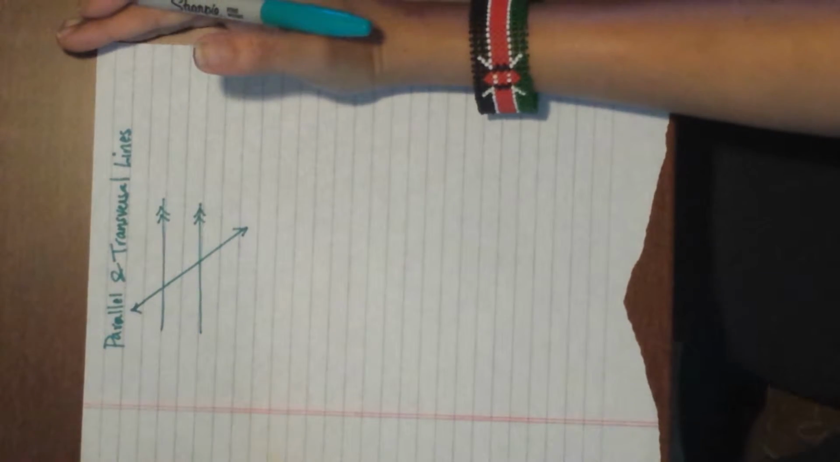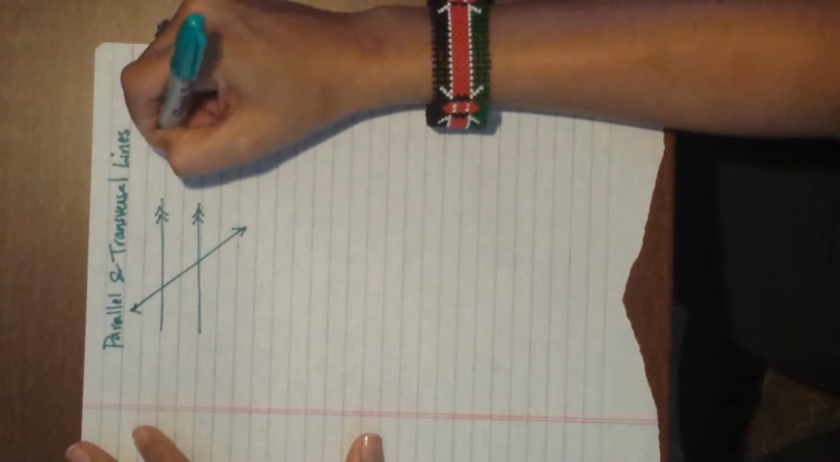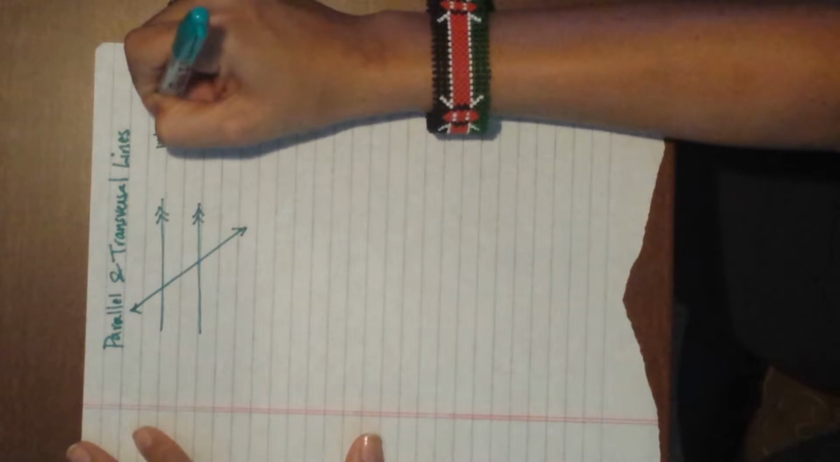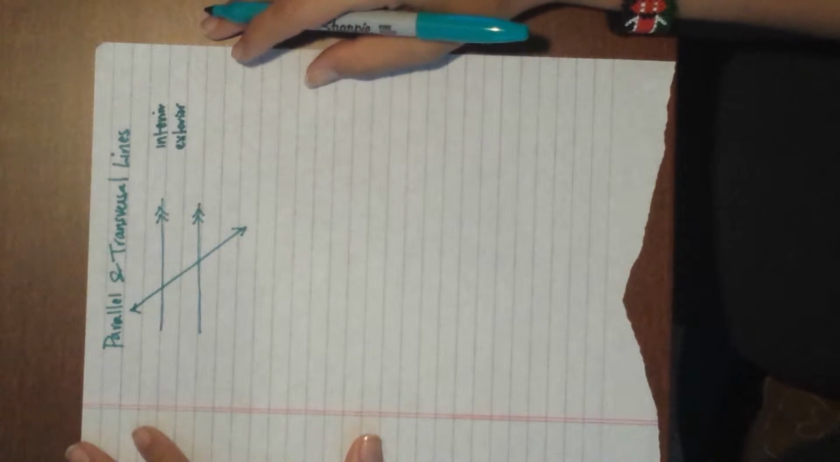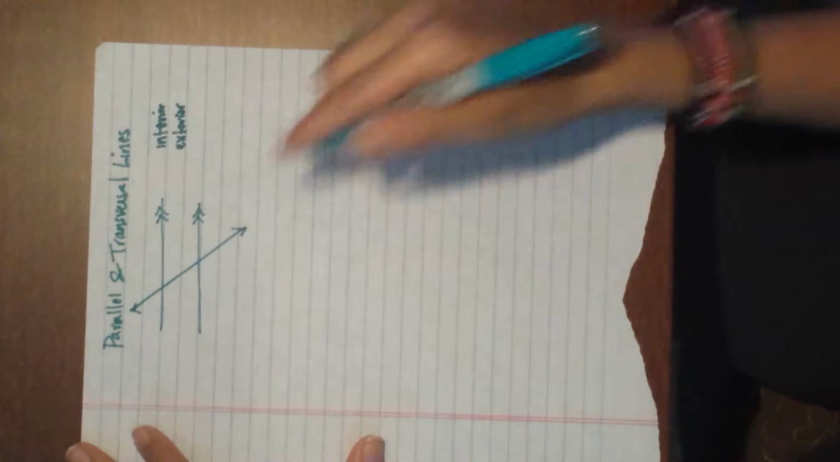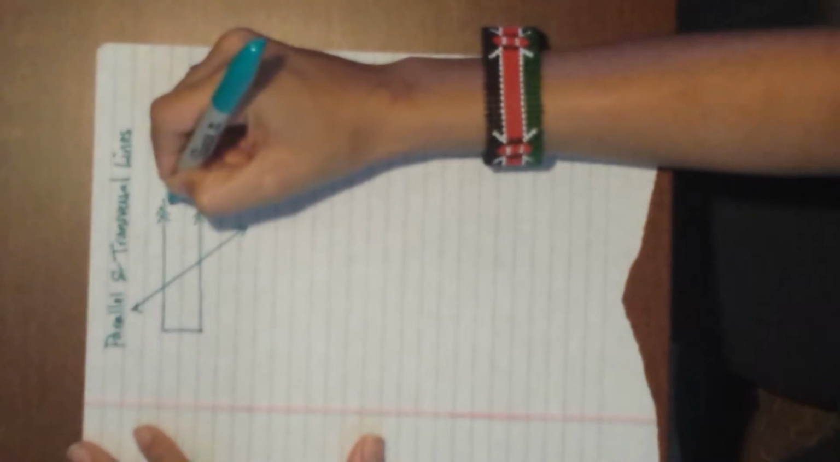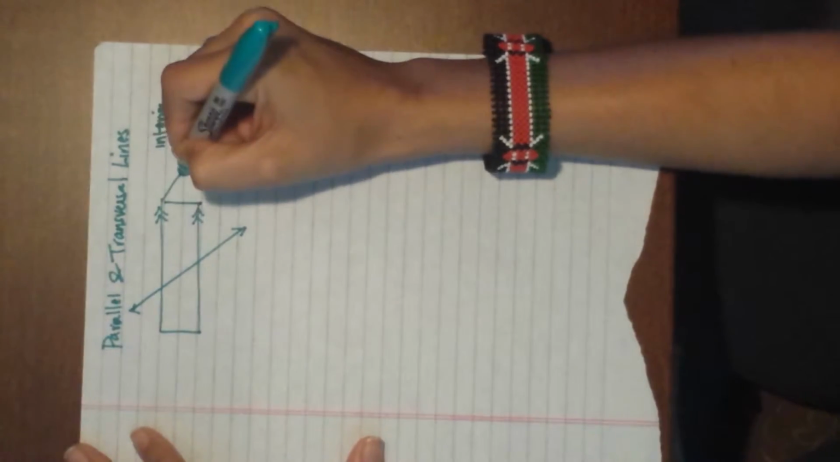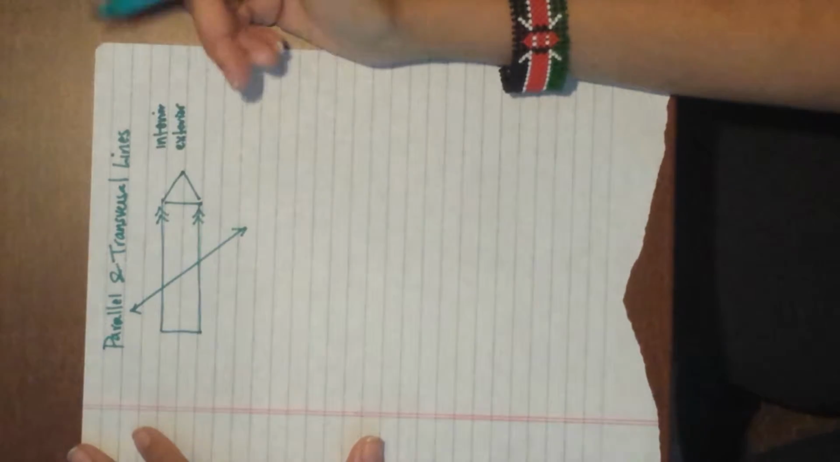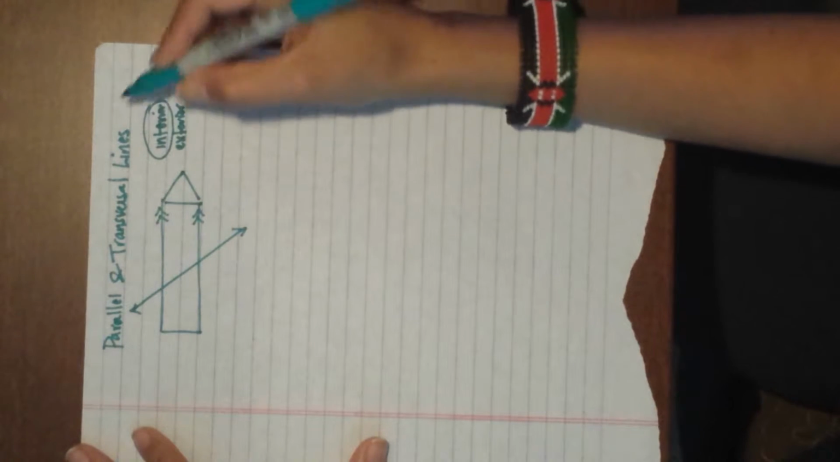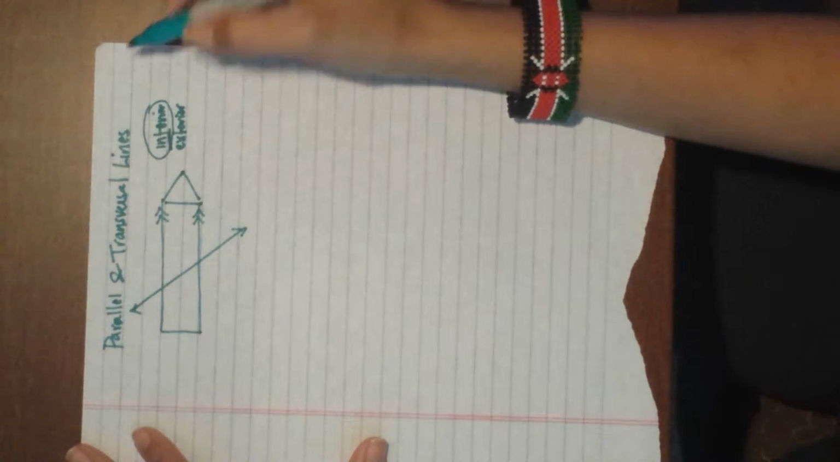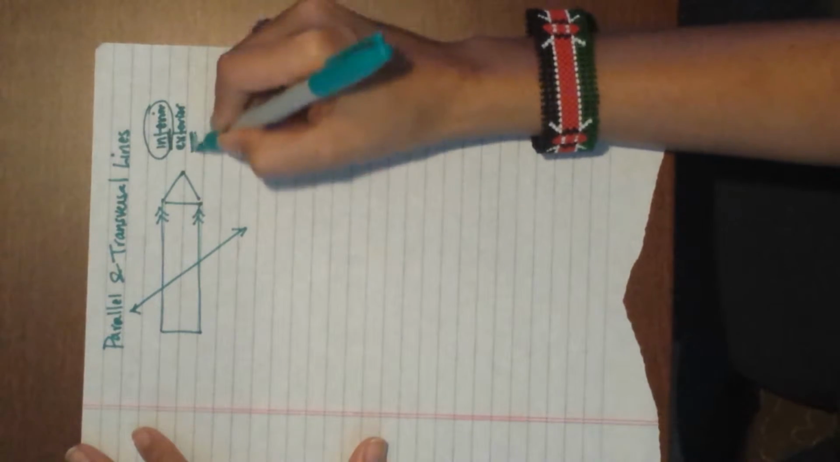First things first, things that you need to know. We need to understand what the word interior means and what the word exterior means. So for interior, what I want you to picture is a house. So what we're going to do is draw a little house, right? Your parallel lines are always going to be your house. Whatever is inside your house is interior, inside, interior. Whatever is outside your house, that's exterior.